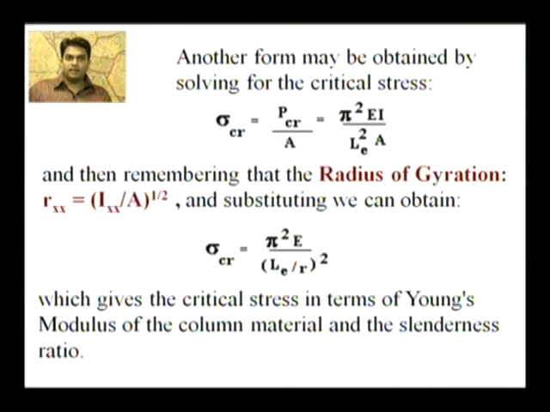So we have substituted Ixx by A as R square, since it was under the root for radius of gyration, which gives critical stress in terms of Young's modulus of the column material and the slenderness ratio. तो ये एक इक्वेशन हमारे पास आ गई है क्रिटिकल स्ट्रेस की in terms of Young's modulus and the slenderness ratio.